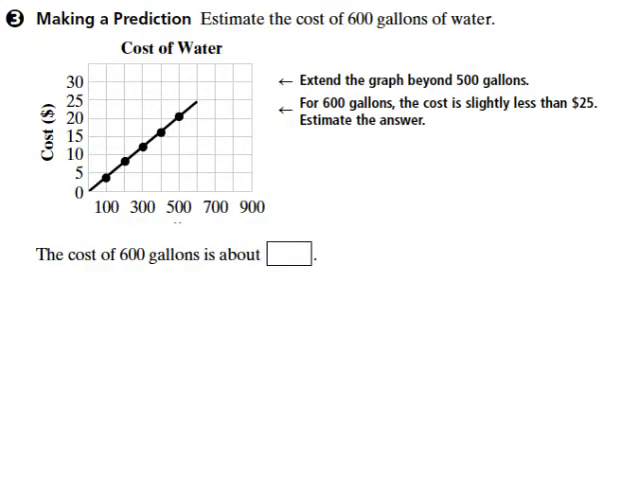I sure hope you wrote estimating is cool across the top of your paper. Example number 3, making a prediction. Estimate the cost of 600 gallons of water. The first thing that we have to do is extend the graph beyond 500 gallons. You need to use a ruler to do this, so be very, very careful in extending your line. Then we can go over to 600 and go vertically up until we reach that cost line. And we can see that 600 gallons is slightly less than $25. So the cost of 600 gallons of water is about $25.